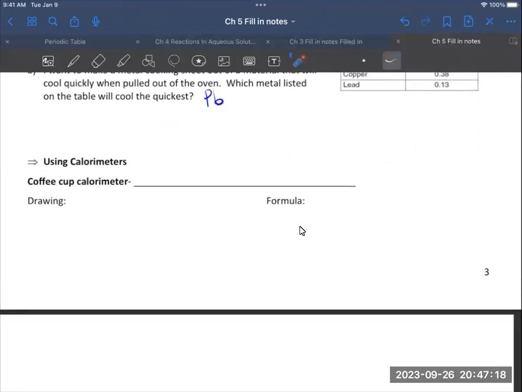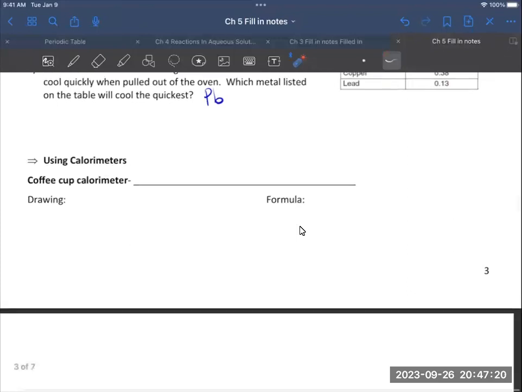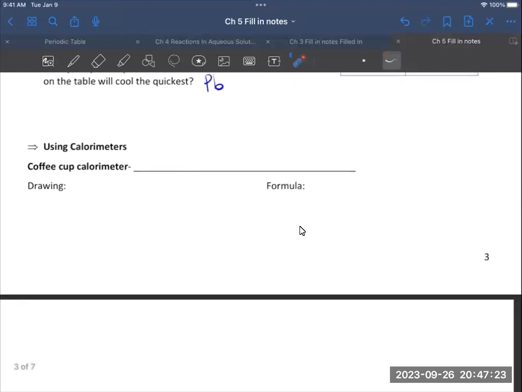Onto calorimeters. A calorimeter is a device used to measure heat changes. In our science classes, hopefully we will be able to have time to do this lab. We do a coffee cup calorimeter lab. Coffee cup calorimeters are pretty accurate. They're used to measure the heat of solutions.